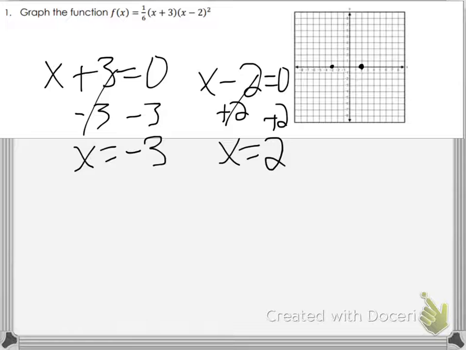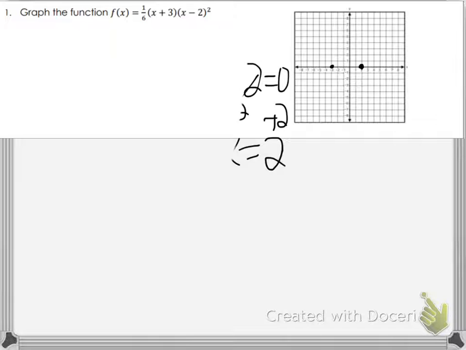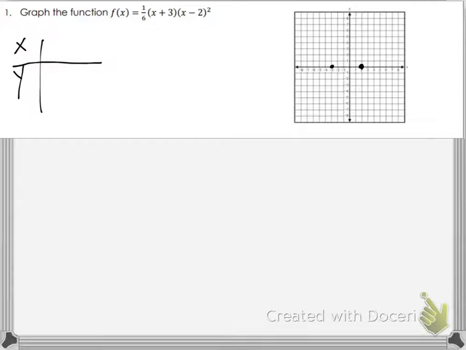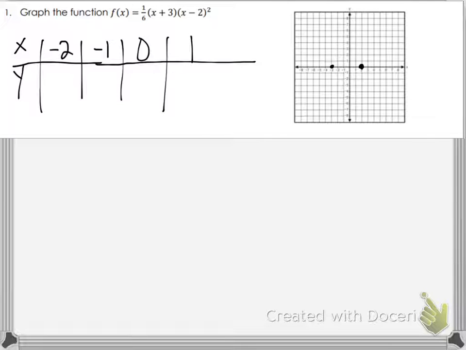Okay, the next thing I want to do, I want to get some more points around these points. So I'm going to make a table of values, and I'm going to plug in numbers that are around negative 3 and 2. Okay? So let me erase this right here. Let's make an XY table. Like I said, I'm going to use x values to plug in that are around -3 and +2. So I'm going to use -2, -1, 0, 1, and 3.